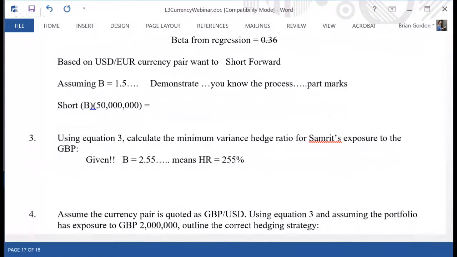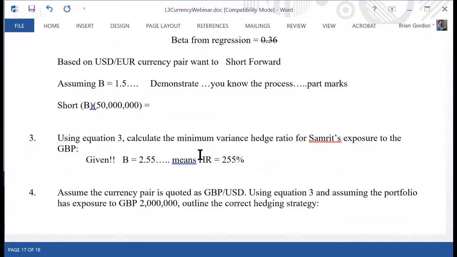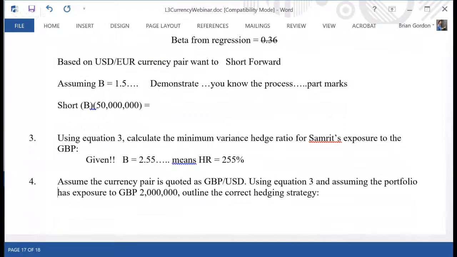And then question number 4, I don't know if 3 and 4 would be separate. They may just be together. So assume the currency pair is quoted as British pound per US dollar using equation 3 and assuming the portfolio has British pound exposure of 2 million. Outline the correct hedging strategy. So if this is worth 3 or 4 marks or so, what do we need to put down here? Okay, so we want to hedge.